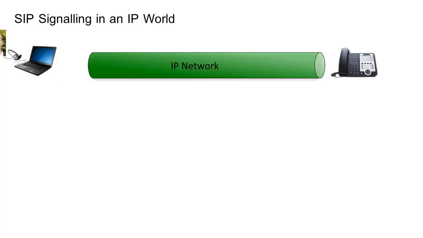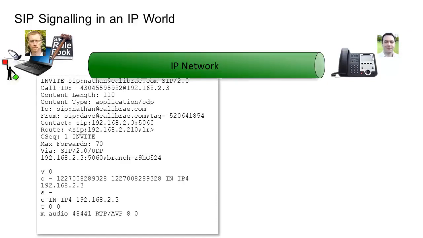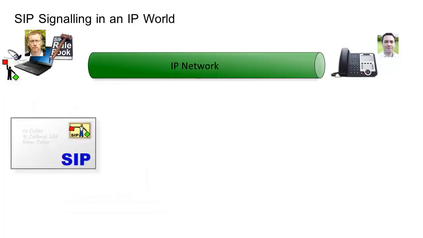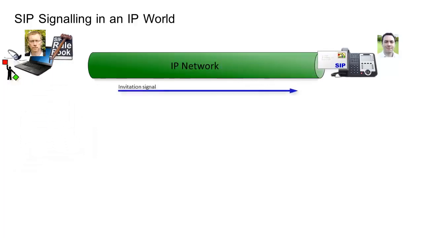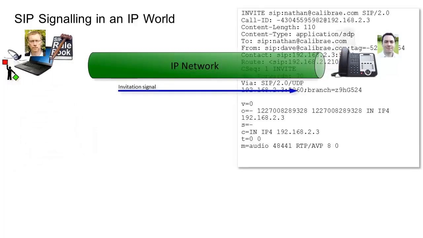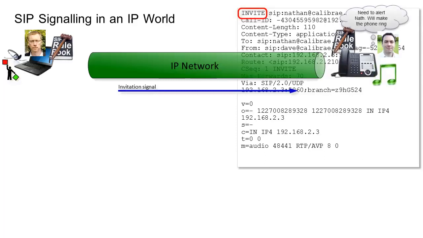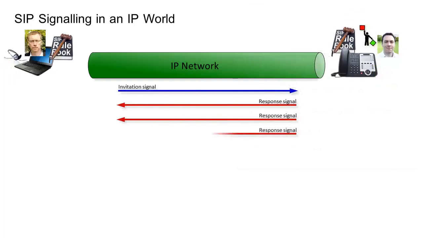So now, if Dave wants to use his SIP phone to call Nath on his SIP phone, Dave's phone follows all the steps defined by SIP to construct a special IP signaling packet, a SIP packet, populated with all the data needed to set up the call and sends it out over the IP network. On the other side, Nath's SIP phone, understanding the rules of SIP, recognizes the packet as an invitation to talk and knows to alert Nath by playing the phone's ringing sound. More signaling packets are exchanged, we'll talk about those later.